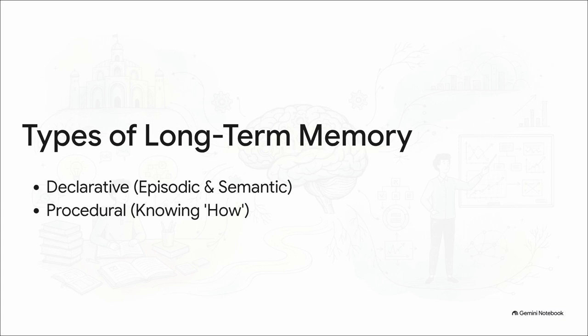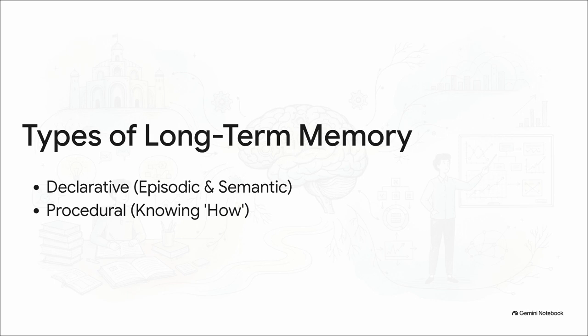Long-term memory splits into two main types, declarative and procedural. Think of declarative memory as knowing what. This splits into two subcategories: episodic memory, which is remembering personal events, like your very first day of school, and semantic memory, which is remembering facts and concepts, like English grammar rules.